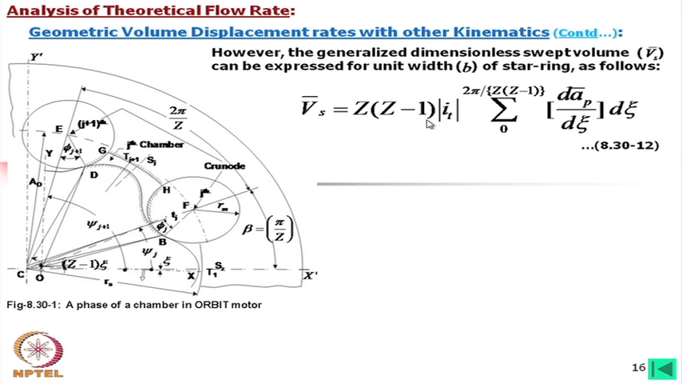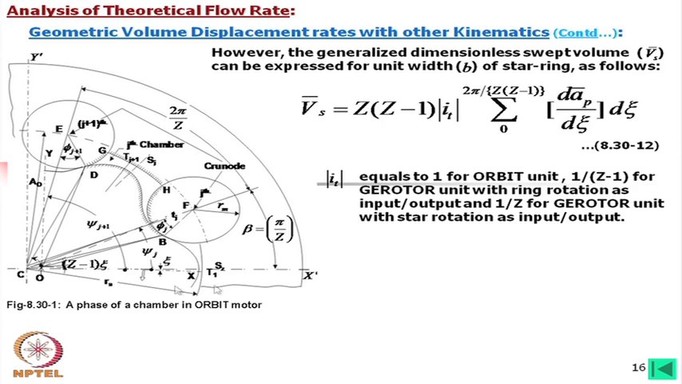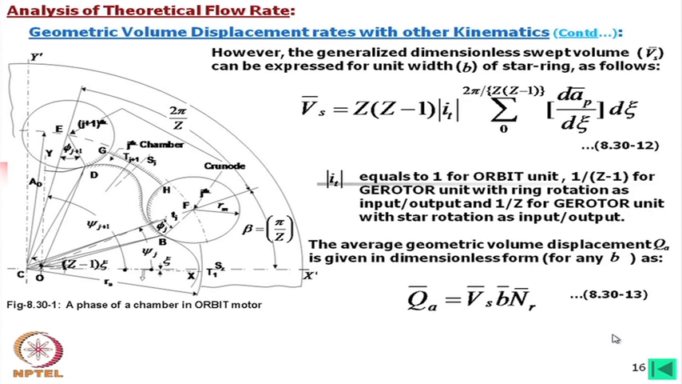What we do in case of this, first we calculate this, it is 1 for say orbit motor, and then we multiply with this. This is the flow rate, volume in, and we integrate up to this angle, and then we simply find it. So, this is, I would say, a rather complicated form to find the swept volume, but automatically from the flow rate we should be able to get the swept volume. So, this is shown here, but I will show you the simplest way of calculating the swept volume.